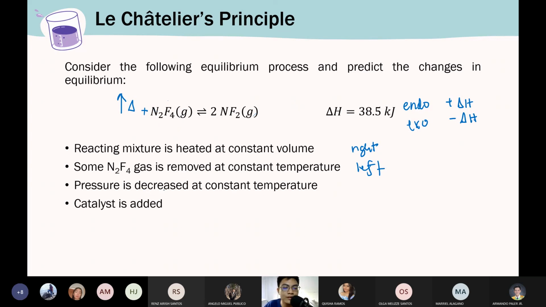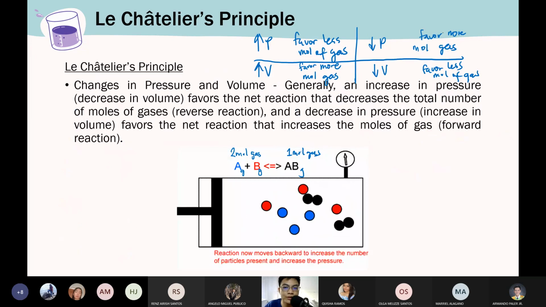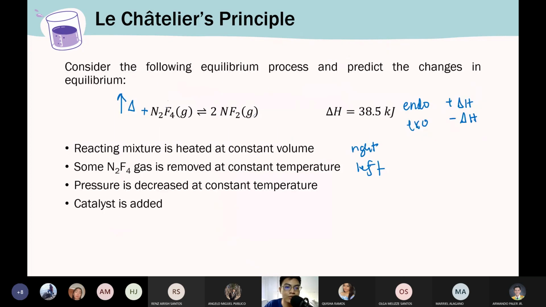When pressure is decreased, meaning dumadami yung volume. And ano sabi ko? Kapag lumalaki yung volume, kapag bumababa yung pressure, you favor more moles of gases, no? Okay? So which one has more moles of gases? Is it the reactant or the product? Just simply look at their coefficient. In the reactant, you have 1 mole of gas. In the product, you have 2 mole of gas. So since pressure is decreased, you favor kung sino yung mas maraming mole of gases, which is the product side, no? Kasi siya yung maraming mole of gas. Catalyst is added, no effect.